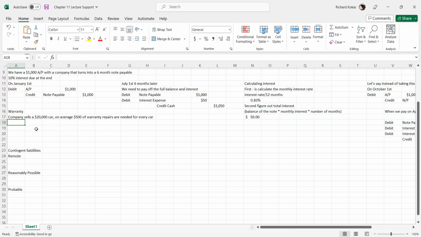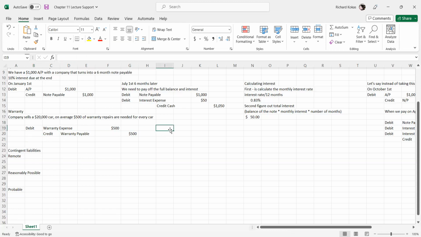So what this company has to do every time they sell a car is recognize a debit to warranty expense, because this is going to be an expense to them. They're going to debit warranty expense for this average, the 500 bucks, and credit a liability, warranty payable, for $500. So it's pretty straightforward. Then what happens?